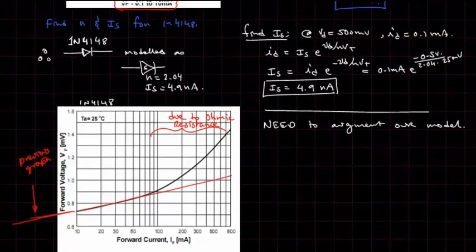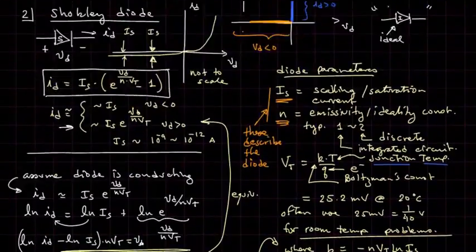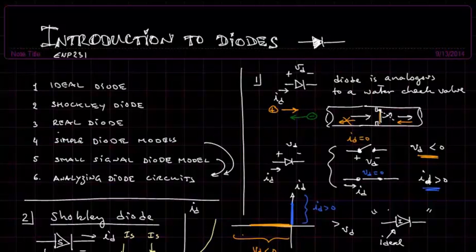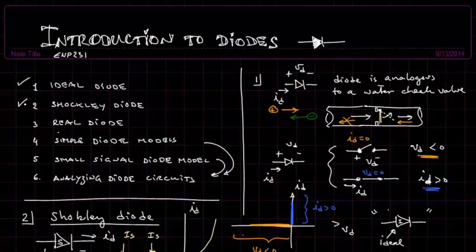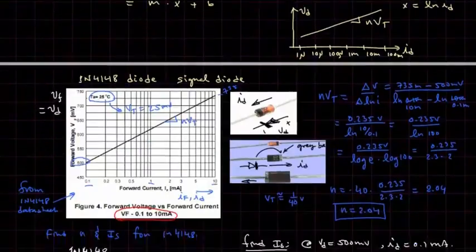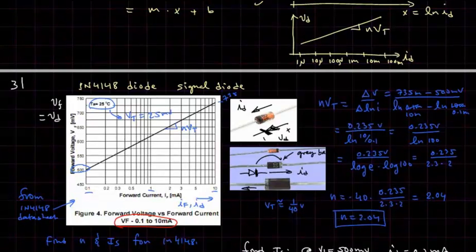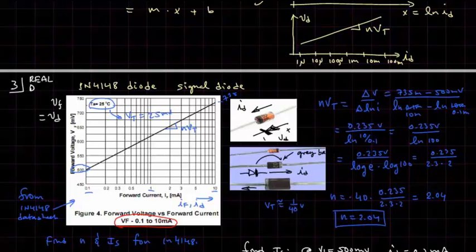So let me go back to the outline here. Initially we were going to talk about the ideal diode, the Shockley diode, and then the real diode. And we've actually been talking about the real diode here. So let me put in number 3. Okay, real diode.